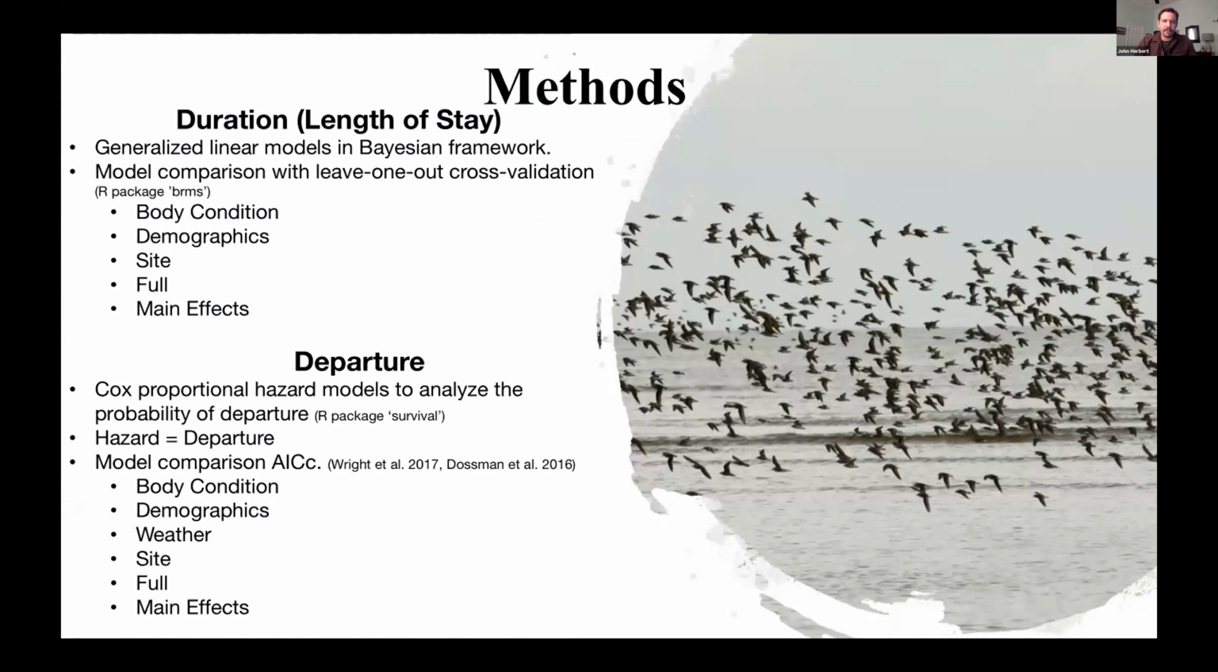All right, our statistical methods. We had two different sets of models. One to model length of stay, duration on the Gulf Coast. These models looked at body condition, demographics, and site. And then to look at departure behaviors, we used Cox proportional hazard models, which have been used a lot in the medical field, but now are useful for looking at migratory behavior in animals. And it gets this hazard ratio, which in our case, instead of being in the medical field, is looking at the probability of departure. So what is causing these birds to depart the stopover site? And again, we looked at body condition, demographics, weather, and site.